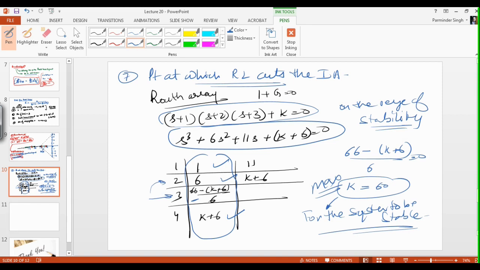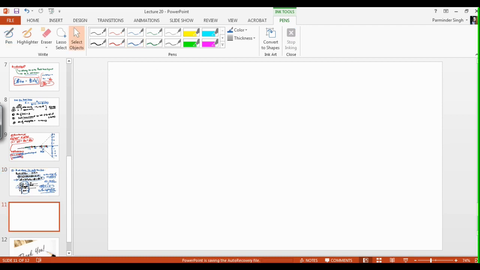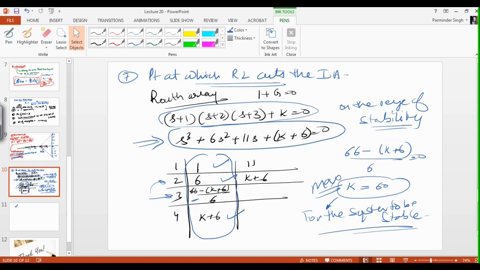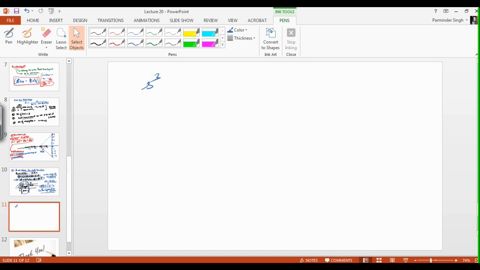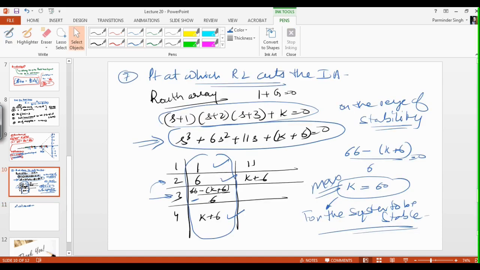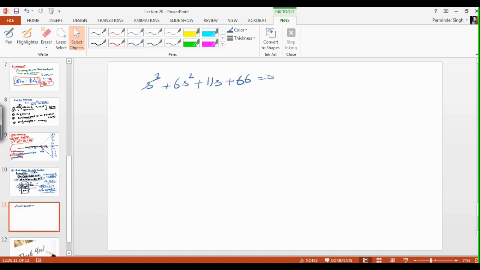Now let's forget about the auxiliary equation. We have this characteristic equation, so we put this value of k in it, and it becomes s cube plus 6s square plus 11s plus 66 equal to 0. Clear? We substitute this k value in this.